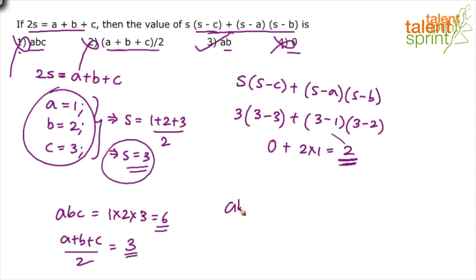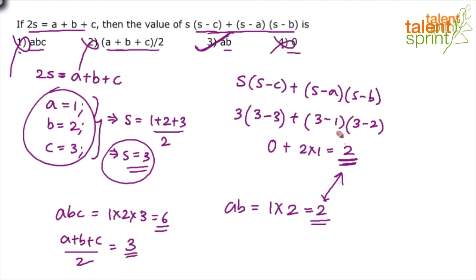Check option 3, AB. A into B. What is A? 1. What is B? 2. 1 into 2 is 2. Equal or not? Equal. So option 3 is the answer. Now you might be wondering, how do we know that A, B, C is equal to 1, 2, 3? We don't know. We have assumed them. You can assume any other value. Let's take A equals 27, B equals 49 and C equals 173. Check. You will get the same answer. But the idea is to use simple values so that our calculation becomes easier.